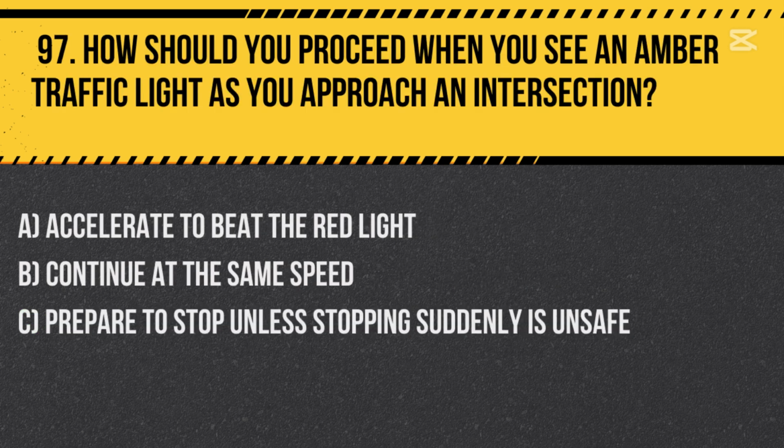Question 97. How should you proceed when you see an amber traffic light as you approach an intersection? A. Accelerate to beat the red light. B. Continue at the same speed. C. Prepare to stop unless stopping suddenly is unsafe.